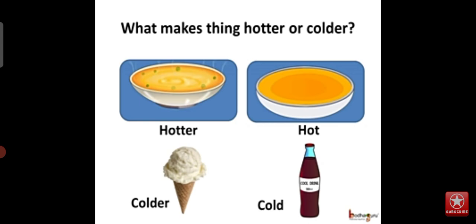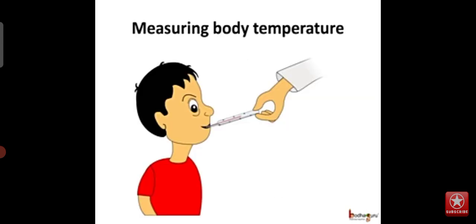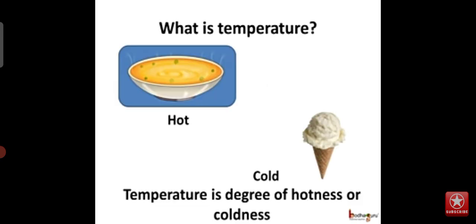So, what makes things hotter or colder? When you get fever, your body becomes hotter than normal. To know how hot your body has become, your mother puts a thermometer in your mouth or under the arms. Temperature is the quantity that tells us how hot or cold an object is. So the temperature is the degree of hotness or coldness of a body or a place.